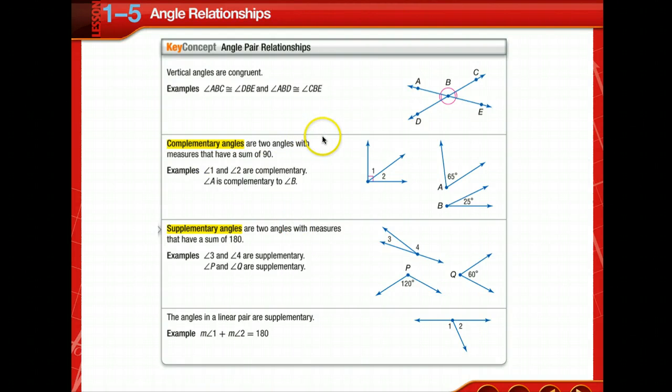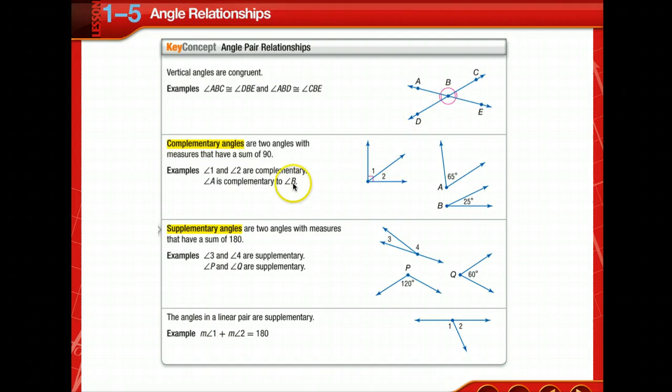Okay, let's talk a little bit about angle pair relationships. Now, some pairs of angles are special because of the relationship between the angle measures. So here we've got that vertical angles are congruent, which we talked about just a little bit ago.